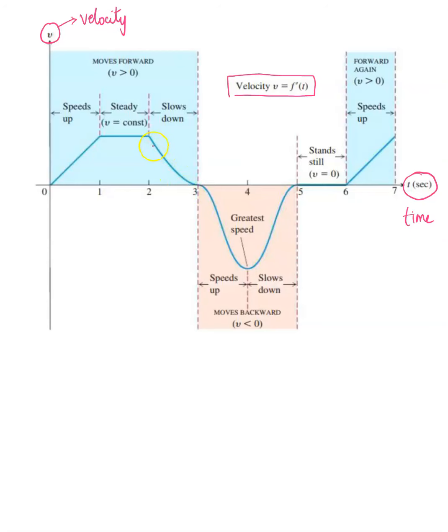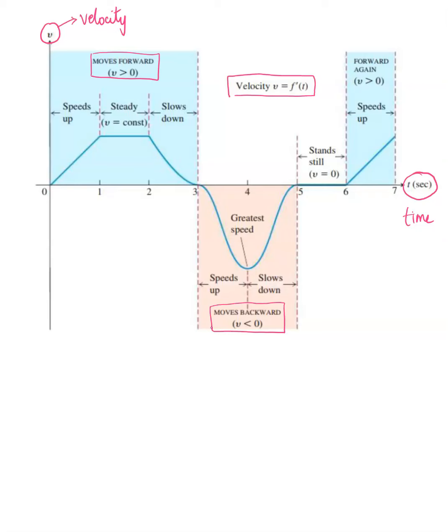And from 2 to 3, you see that the curve drops, right? It's decreasing. So you know that the velocity correspondingly on the y-axis has reduced as well. So it slows down. But you know that this blue portion is where it moves forward because the velocity is positive. Okay. Now, once the graph goes below the x-axis, you know that all those values will correspond to negative velocity, negative v. Therefore, the portion that happens below the x-axis is where the object moves backward, okay?